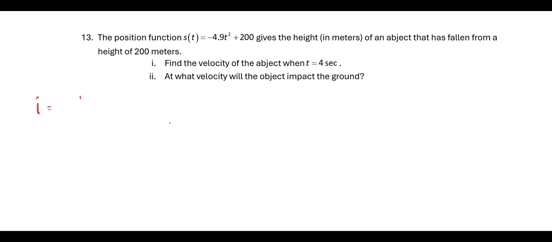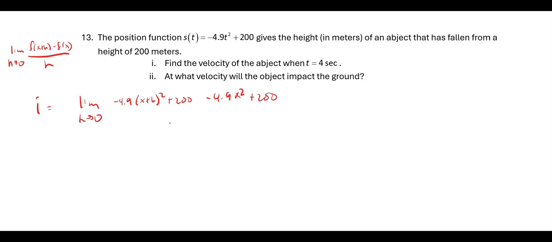All right, you have the limit as h goes to 0 of, remember the rule, it says the limit as h goes to 0 of f of x plus h minus f of x all over h. So we'll have negative 4.9 times (x plus h) squared plus 200, minus negative 4.9 x squared plus 200, all over h.